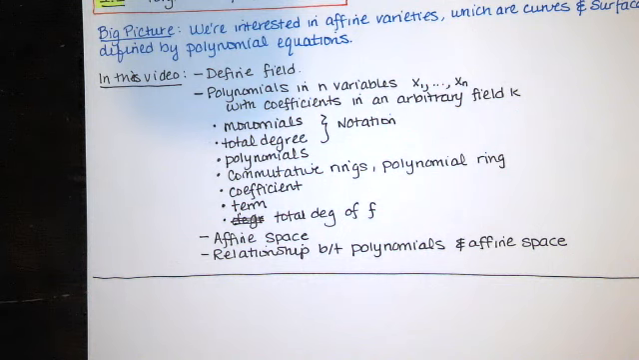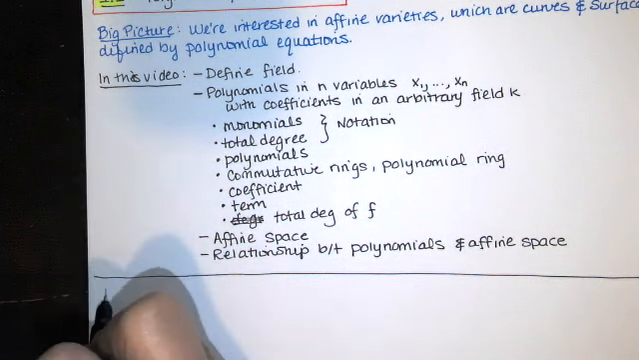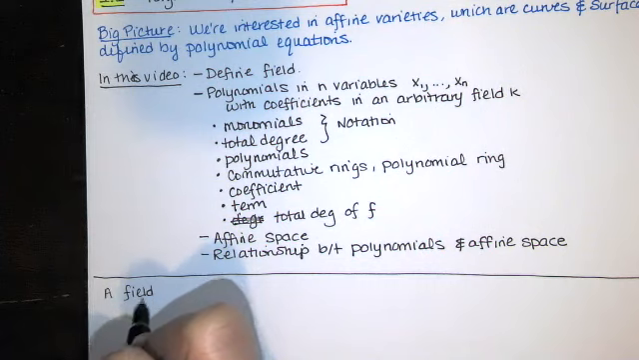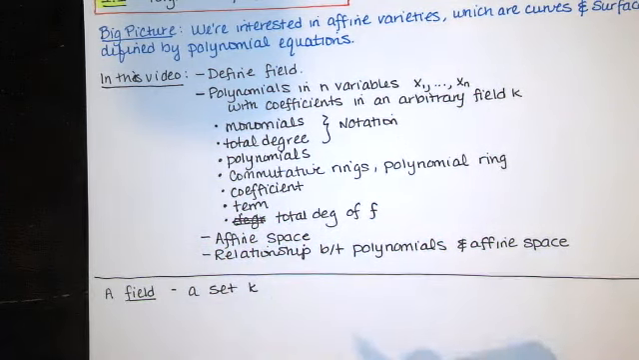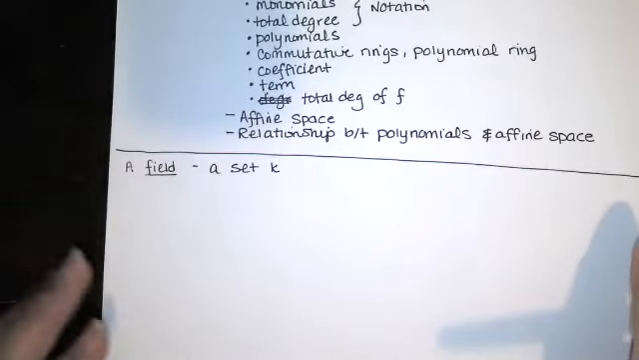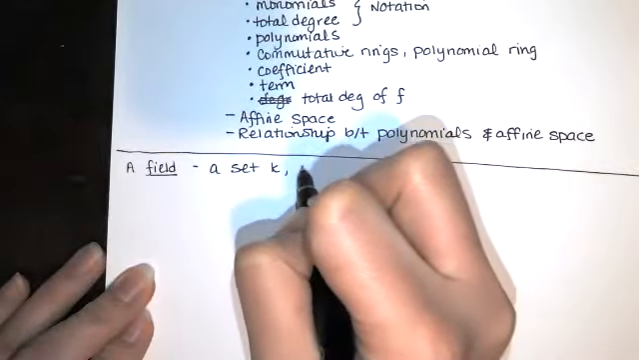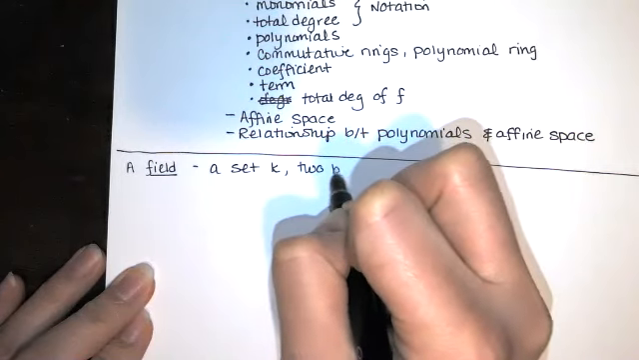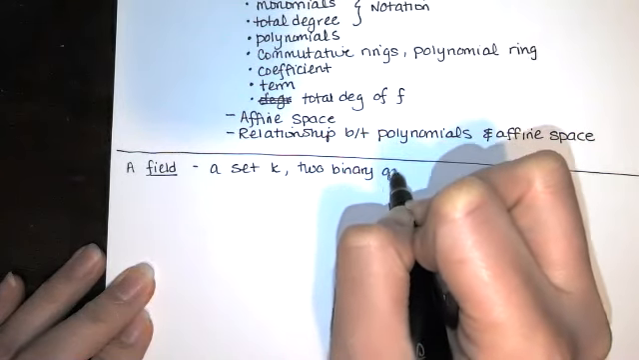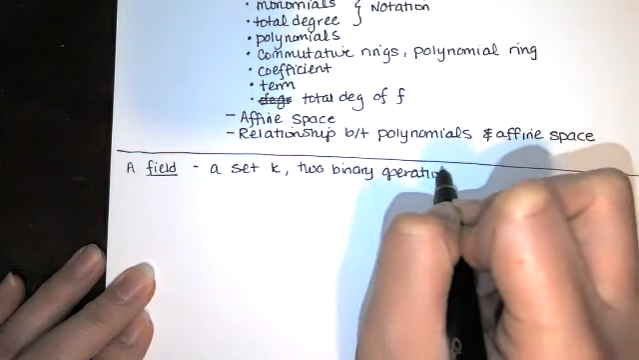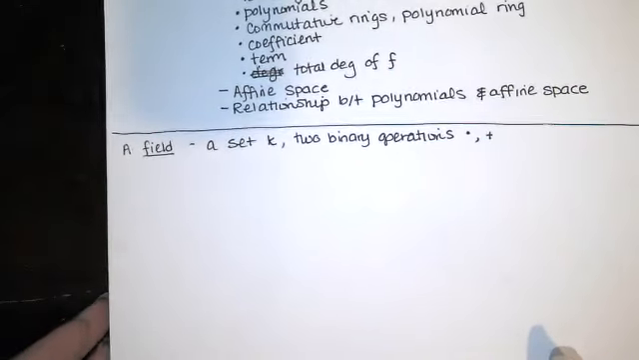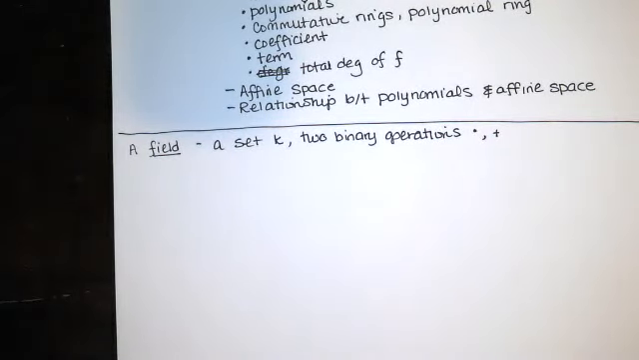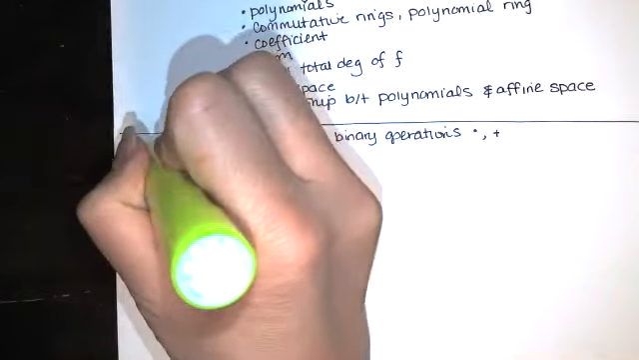So a field is just a set, and we're going to notate that set by k. And it usually has two binary operations, or it will have two binary operations, multiplication and addition. And in a field, basically all of the things that you're used to being able to do with real numbers can be done.